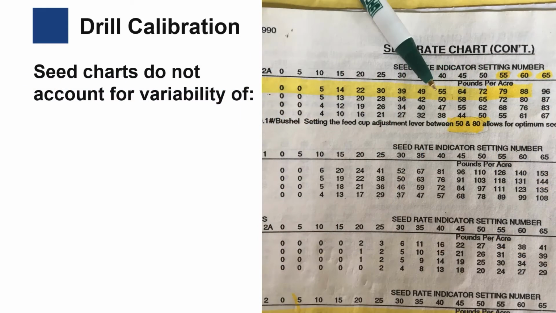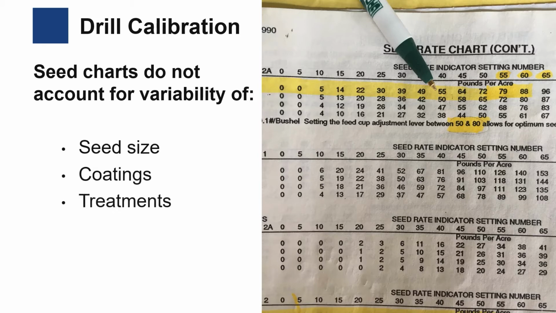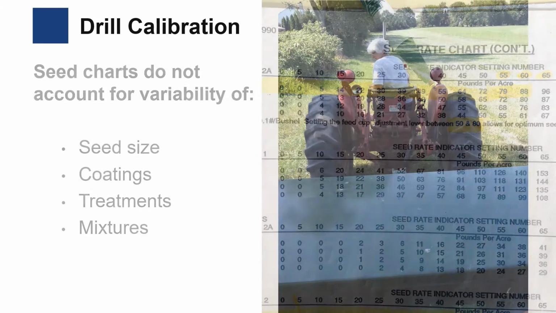Seed charts provided by the drill manufacturers give a good starting point for obtaining the desired seeding rate, but they may not be very accurate. Variables that can affect seeding rates include differences in seed size and shape among crop varieties, seed coatings or seed treatments, and seed density. From time to time, new species or mixtures of two or more species that are not listed on the drill seeding chart will be planted.